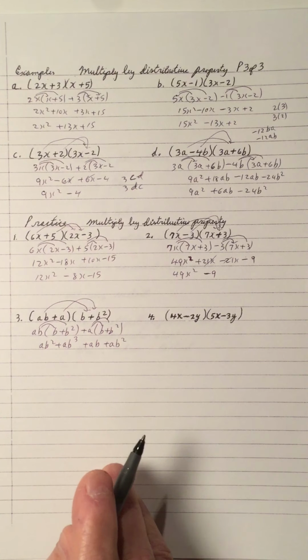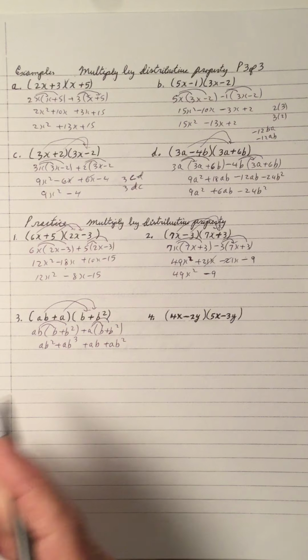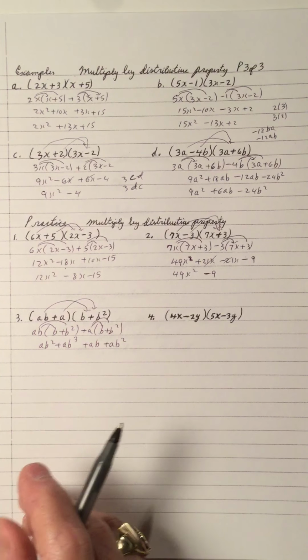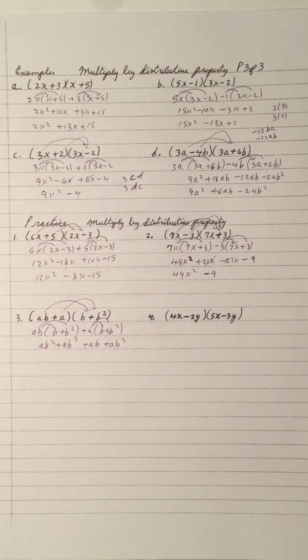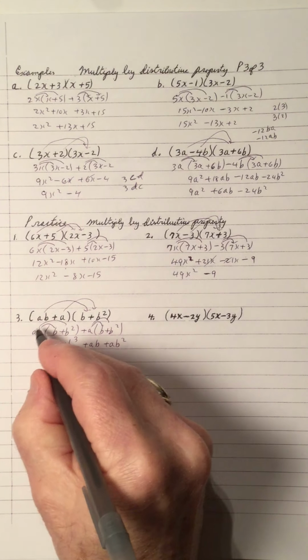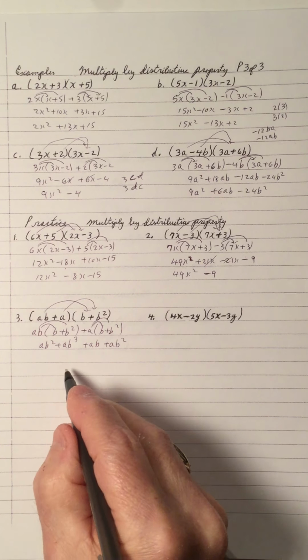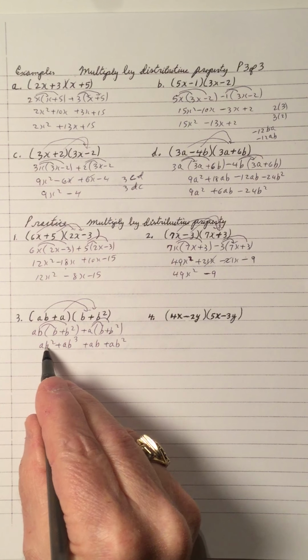Notice I put the A's before the B's. Normally if I've got X's and Y's together, X times Y, I'll put the X first and the Y. That's just what we do in math, just what we get used to. So if I've got A's and B's, I'll put the A first and the B. Just something we do. Now, any like terms?